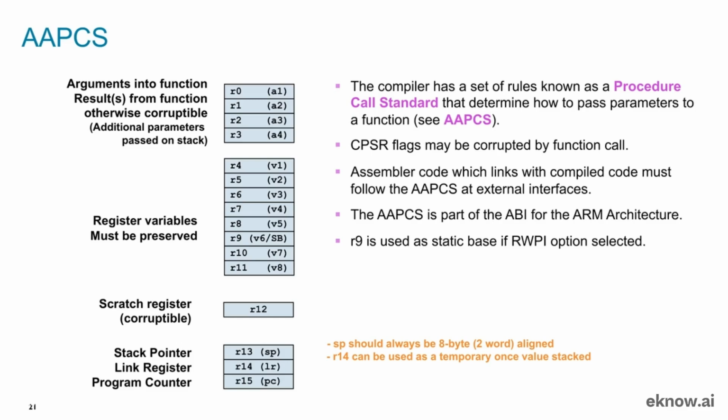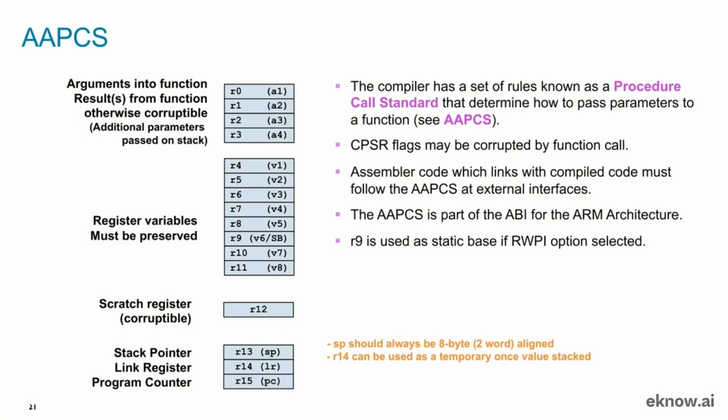Think of it as a contract or a set of conventions that compilers and programmers agree to follow. It ensures that code compiled separately, or even code written in different languages like C and assembly, can call each other without problems. The AAPCS is a fundamental part of the larger Application Binary Interface, or ABI, for ARM. The core of this standard is about how registers are used during a function call. The page categorizes them based on their roles.